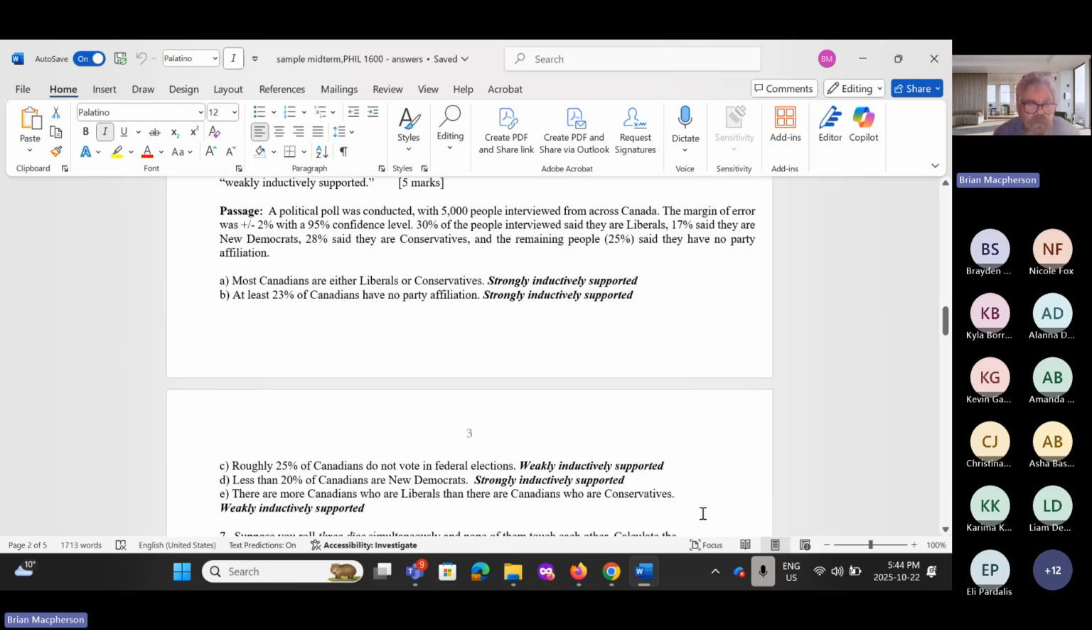And lastly, number E, there are more Canadians who are liberals than there are Canadians who are conservatives. Well, let's see. So how many Canadians again say they're liberals? 30%. That means it could be as little as 28%. And how many people say they're conservatives? 28%, but it could be as much as 30%. So we can't infer from that there are more Canadians who are liberals than there are Canadians who are conservatives. And the reason is because we're taking into account the margin of error, right?